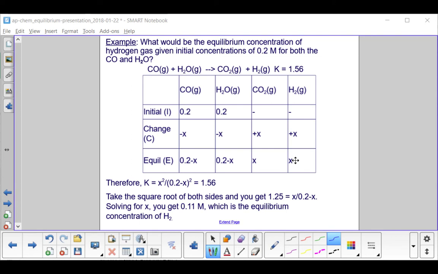And x, if you look in your table here, is the equilibrium concentration of H2. So that answers the question. The equilibrium concentration of hydrogen gas is 0.11 molar.